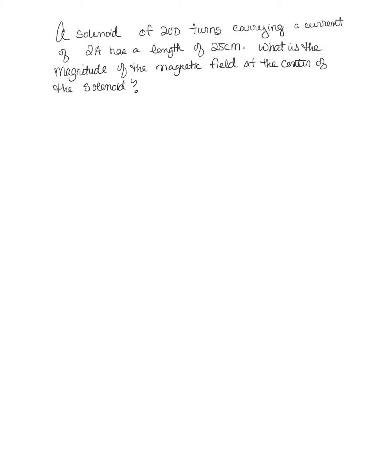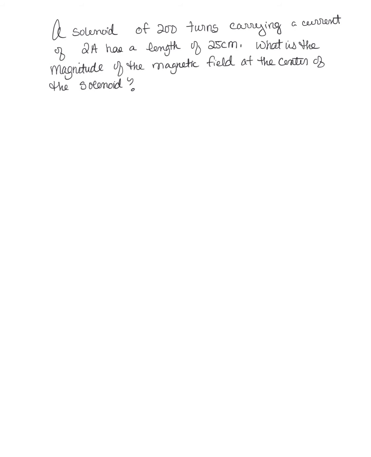Okay, so as you saw just before, this question was erased a little bit, so I just went ahead and rewrote it. It says a solenoid of 200 turns carrying a current of 2 amps has a length of 25 centimeters. What is the magnitude of the magnetic field at the center of the solenoid? So the equation that we use for the magnetic field of a solenoid is mu naught times the number of turns times the current divided by the length of the solenoid.